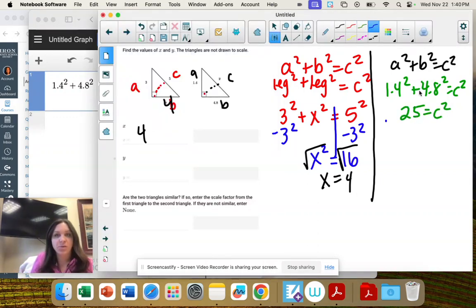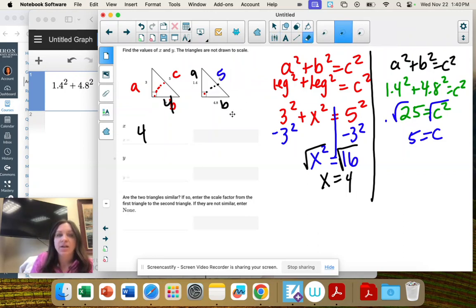We don't want c squared, we want c. So we're going to take the square root of both sides. So c equals 5. All right, now we got to figure out if these are similar.